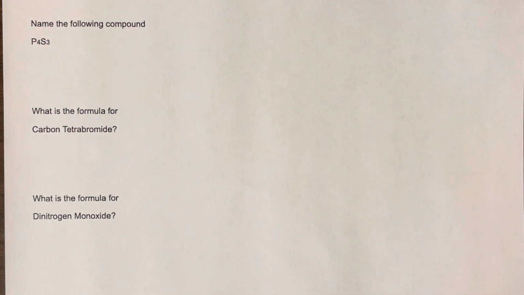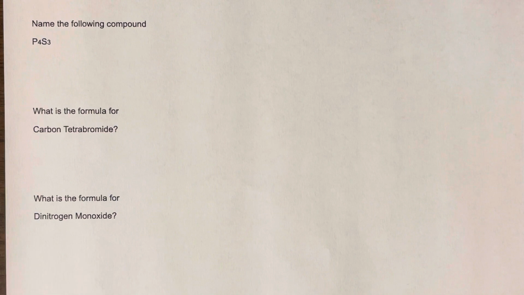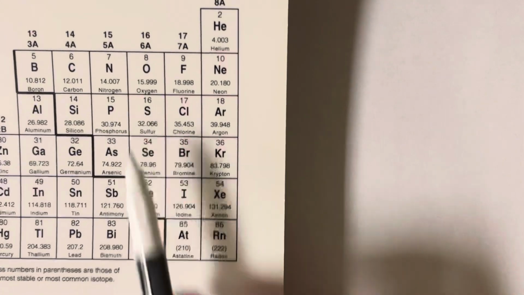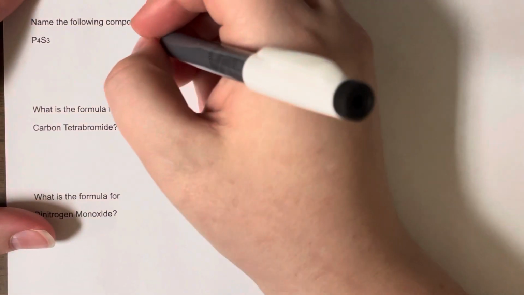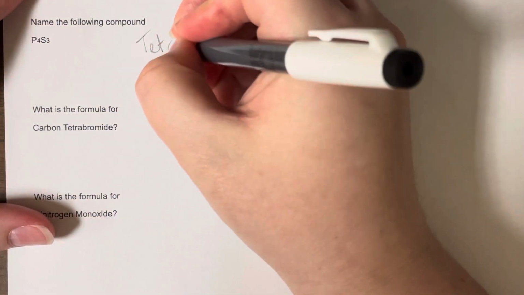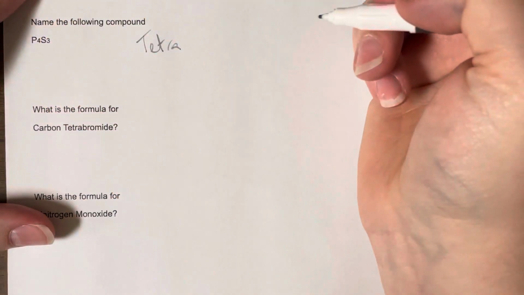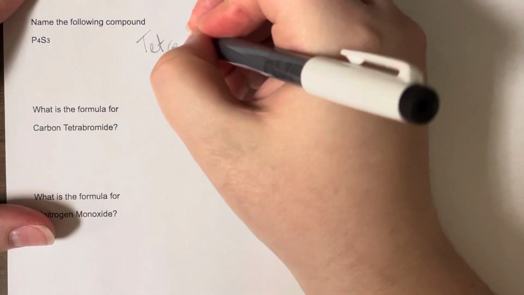Name the following compound, P4S3. So P and S are phosphorus and sulfur. They are both nonmetals, which makes this a covalent compound, so I get to use prefixes instead of finding the charges. My subscript for phosphorus is 4, so I need the prefix tetra. And then phosphorus, since it's in the first position, is going to get to keep its full name.